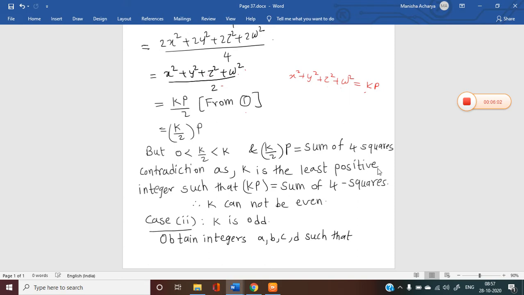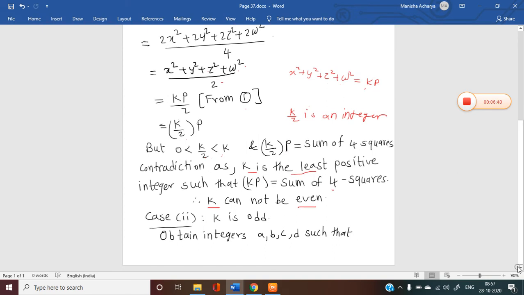So here x square plus y square plus z square plus w square is equal to kp from equation 1. Put that value, so you get (k by 2) into p. K by 2 is an integer because k is even. Therefore we get an integer k by 2, which is obviously a positive integer less than k, such that (k by 2) into p is the sum of 4 squares. So it is a contradiction, because we said k is the least positive integer such that kp is equal to the sum of 4 squares. Here we arrive at a contradiction. That means our assumption is wrong. Therefore, k cannot be even.